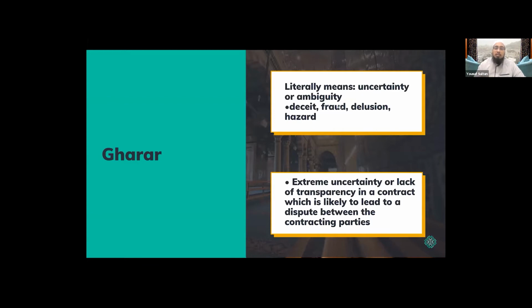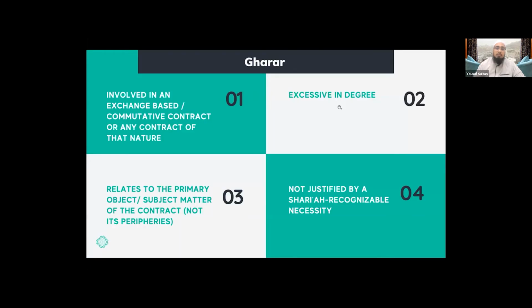Now, gharar can happen in many ways, and there have to be four conditions. It has to be an exchange-based contract, a contract where there is something in exchange. For example, sales, ijara or lease-based contracts, musharaka or mudaraba partnership contracts. So in contracts where there is some sort of exchange, this is where gharar happens or is counted.